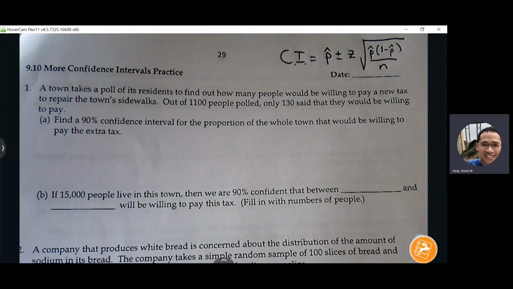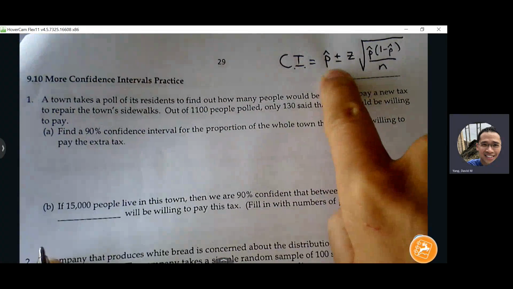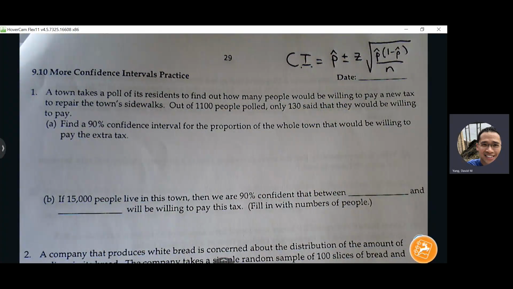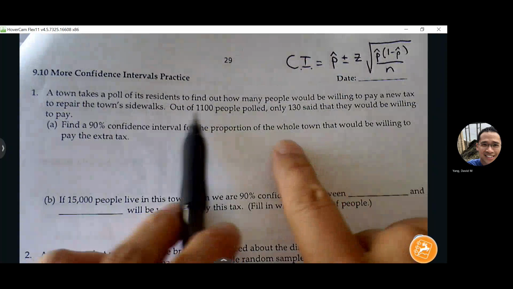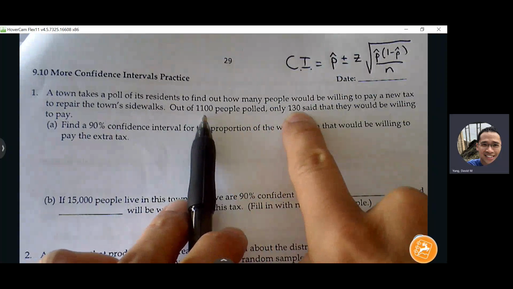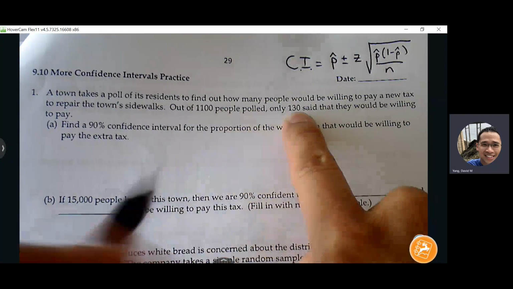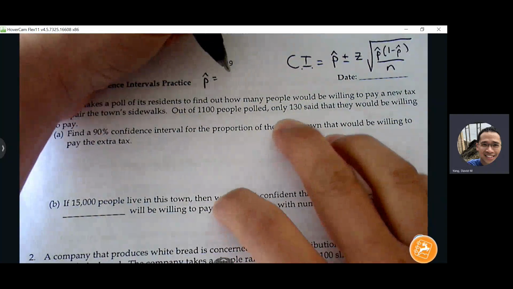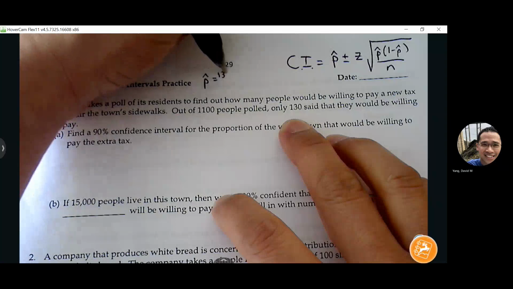We don't have to. Sorry? We don't have that for the numbers. Exactly, yeah, I'll give those formulas to you. So to find that probability, it's 130 over 1,100, so we know that's our sample proportion there.